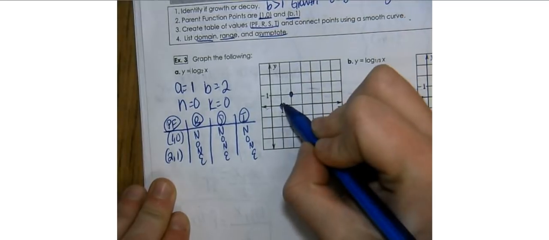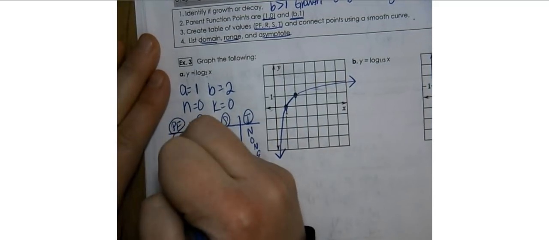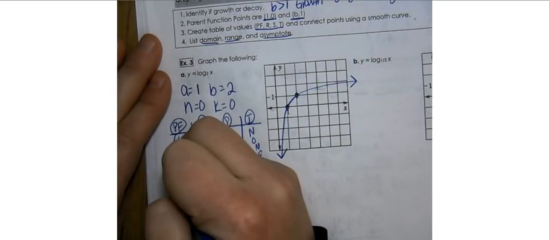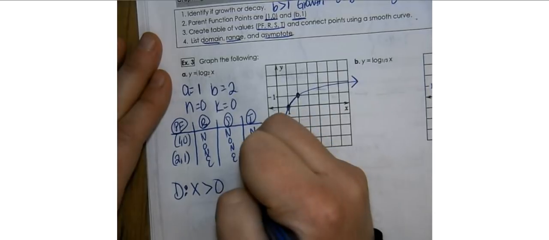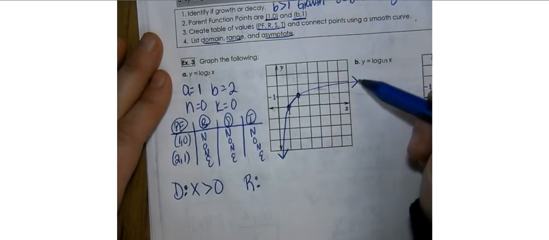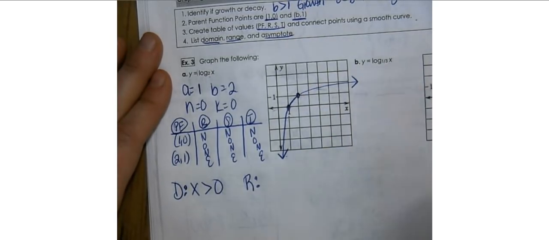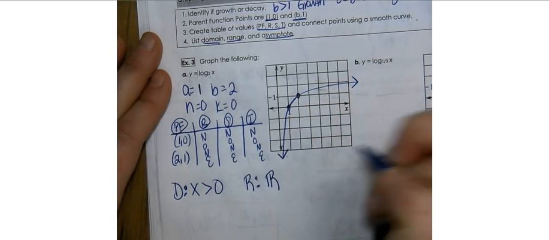I'm going to start here and go through my points. Now it's going to continue down, and it's not going to cross the axes, and that's because I actually have a vertical asymptote in this case. My domain is going to be restricted. It's going to be all values of x greater than 0. My range, I have an arrow pointing up technically and an arrow pointing down, so that means my range is going to be all real numbers, and my asymptote is going to be at x is equal to 0.